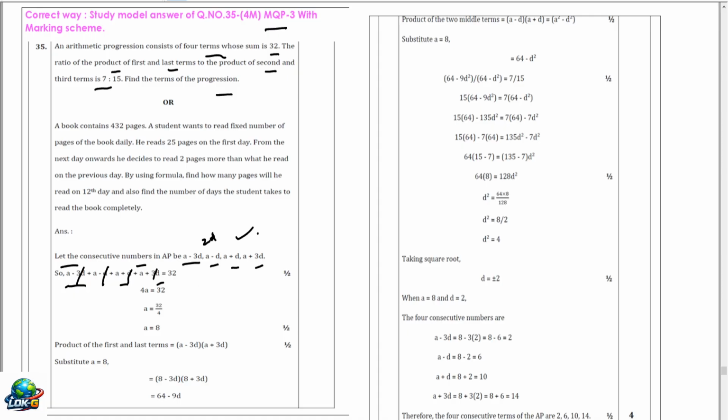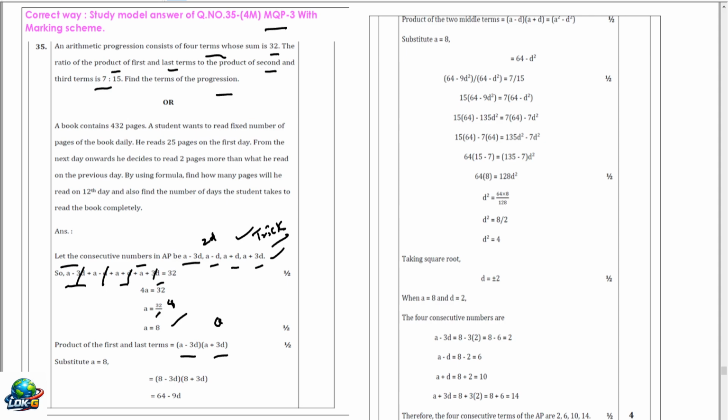This is the trick you remember. Very important trick. If you forget this trick, you will lose marks. You cannot solve it. 4A is equal to 32. A is equal to 32 by 4, and 4 eights are 32. A is equal to 8. Now you can get the product of the first and the last. Observe carefully. What is the first? A minus 3D. Last? A plus 3D.